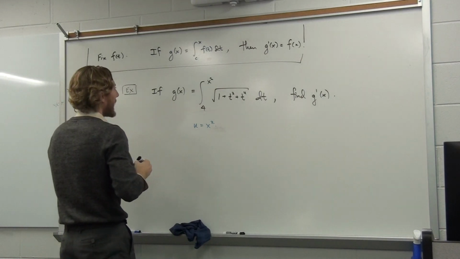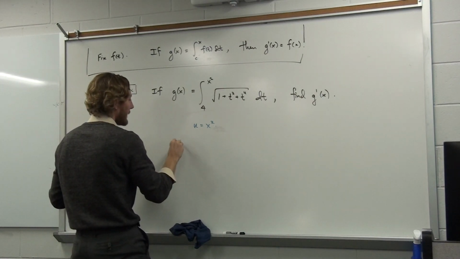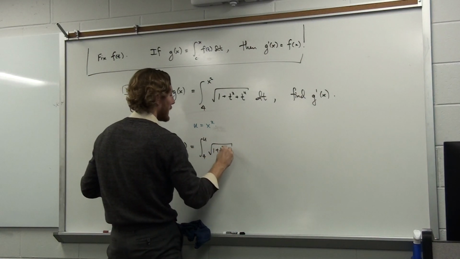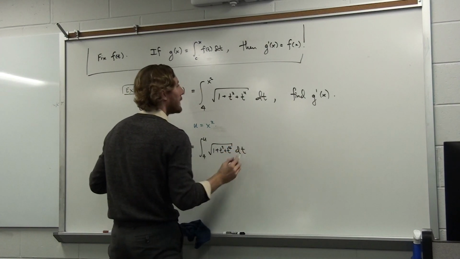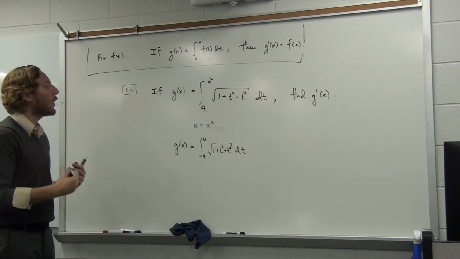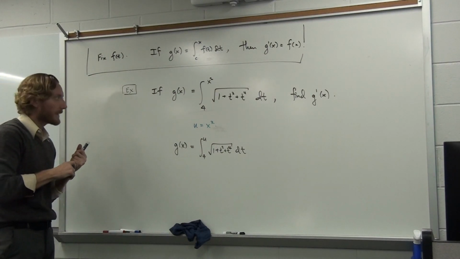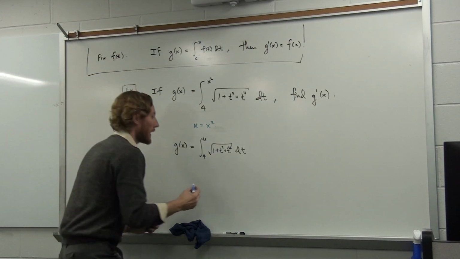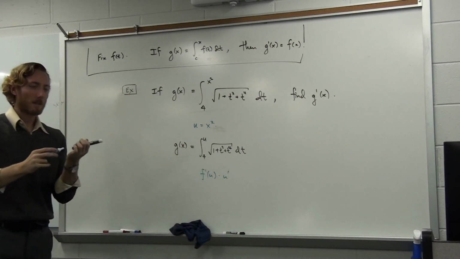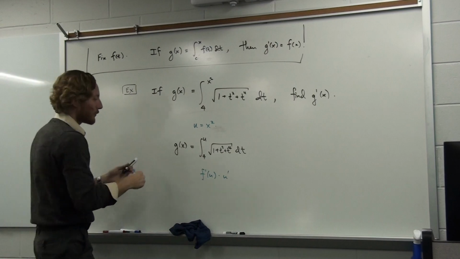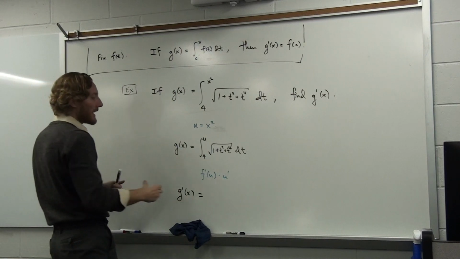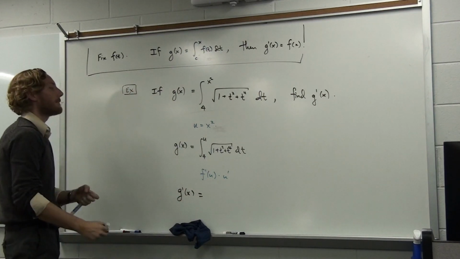If we set u equal to x squared, then g of x can be written as the integral from 4 to u of the square root of 1 plus t squared plus t to the 4th dt. But now we need to take the derivative of this. And you know what the derivative looks like when you apply the chain rule: the derivative comes out as f prime of u times u prime. So when we take the derivative here to get g prime of x, g prime of x is going to take the form of f prime of u times u prime.